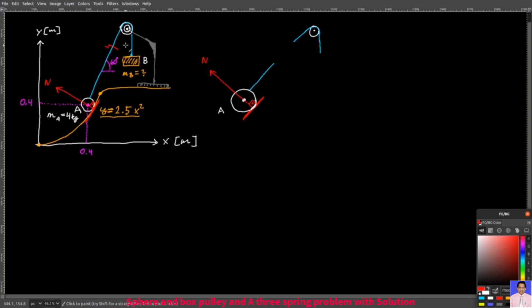Then again, I will mentally cut the cable here. So it's right here, and this is the box. The box has some kind of force of gravity, and it's the mass of the box times g. Then also the sphere has some kind of gravity, and it's 4g, because the mass of the sphere is 4 kilograms. The force of gravity points down.